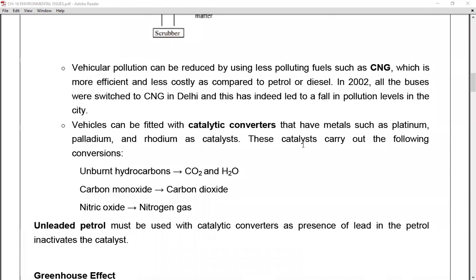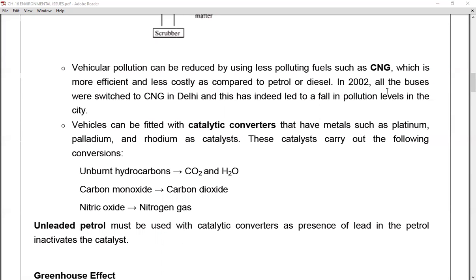Next, vehicular pollution can be reduced by using less polluting fuels such as CNG, which is more efficient and less costly as compared to petrol or diesel. As you know, vehicles are being used more and more these days, and for this reason, using less polluting fuels like CNG is better, as it is comparatively more efficient, causes less pollution, and is also less costly in comparison with petrol as well as diesel.